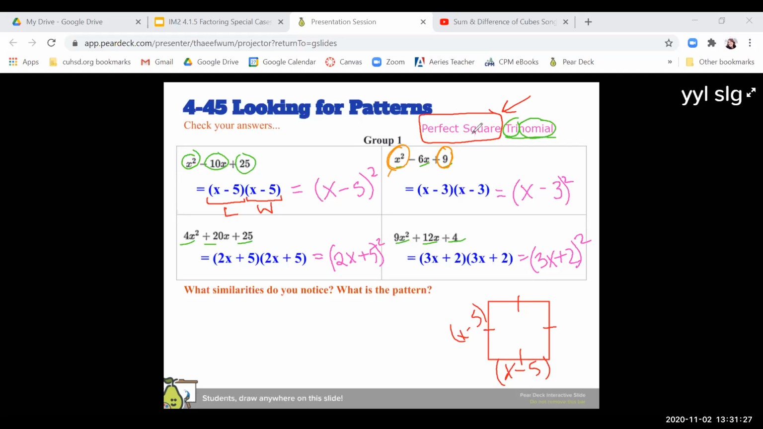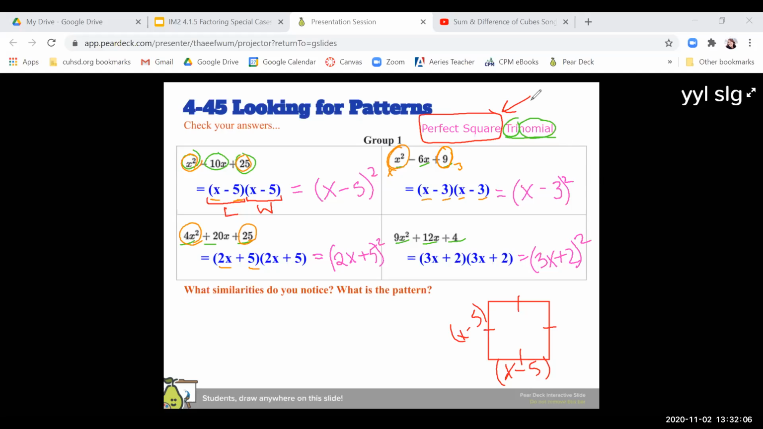The square root of x squared is x, and the square root of 9 is 3, so x and 3 are the numbers in our factors. Notice it here, x squared and 25. The roots of those are x and 5. In this one, the square root of 4x squared is 2x, and the square root of 25 is 5. So 2x and 5 are in our factors. This is a consistent pattern for this particular special situation. We'll look in more detail at how to identify that pattern and how to use it.